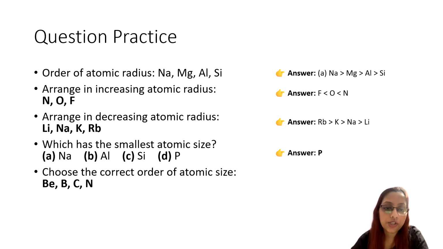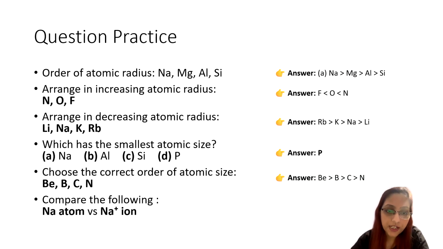The next question is to choose the correct order of atomic size. We are given four elements: beryllium, boron, carbon and nitrogen. These are all in period 2, and we know that across a period the size decreases due to increasing nuclear charge. So the correct answer is beryllium. The atomic size of beryllium is more than boron, which in turn is more than carbon, and the atomic size of carbon is greater than nitrogen.